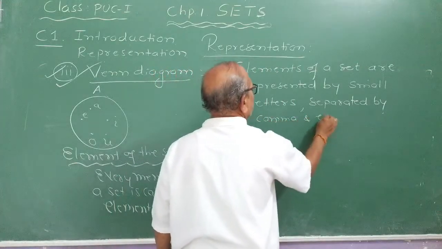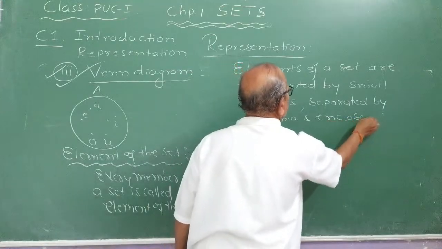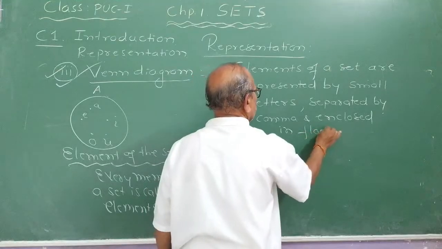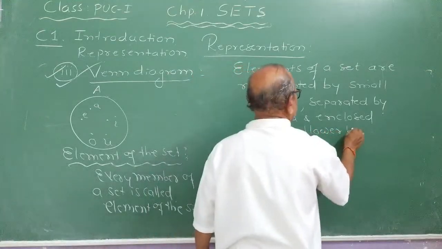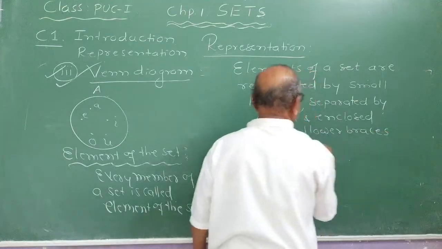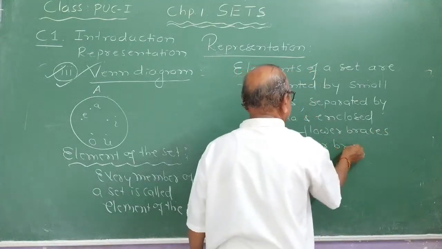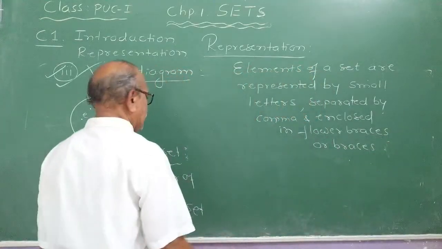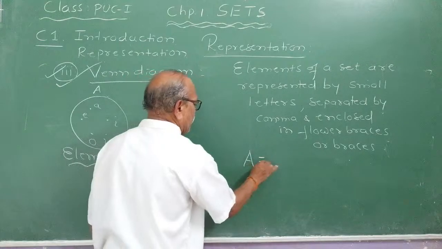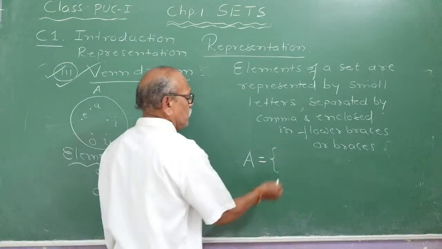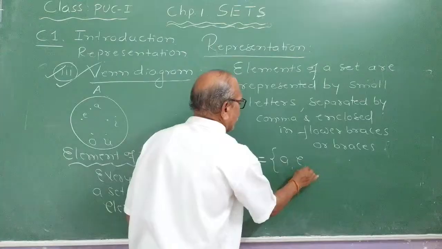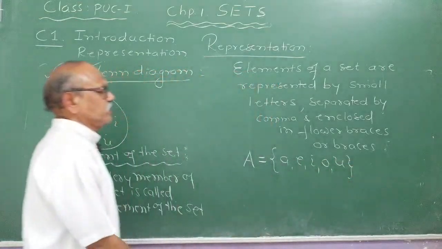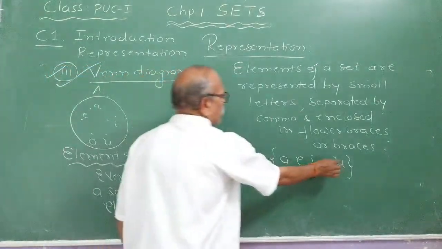and enclosed in flower brackets, or braces as they are also called. This symbol is the flower bracket. The set of vowels we just wrote can be written as A equals, in the roster method, {a, e, i, o, u}. I hope you understood that. They are separated by commas.